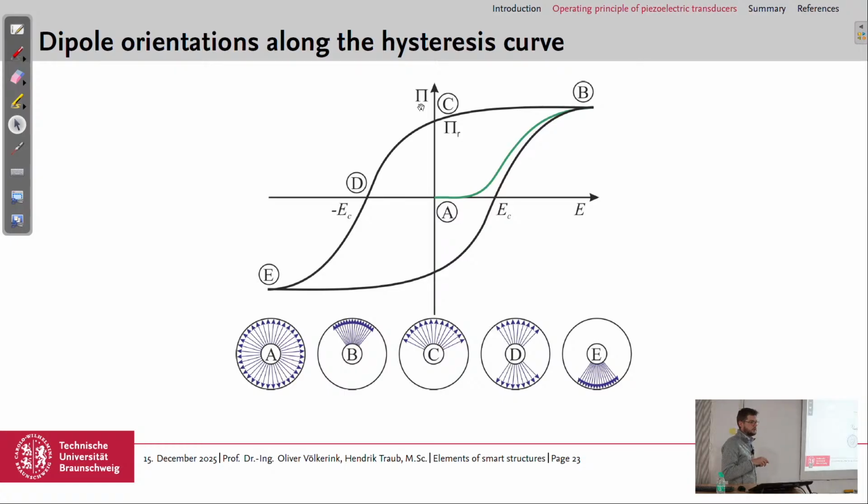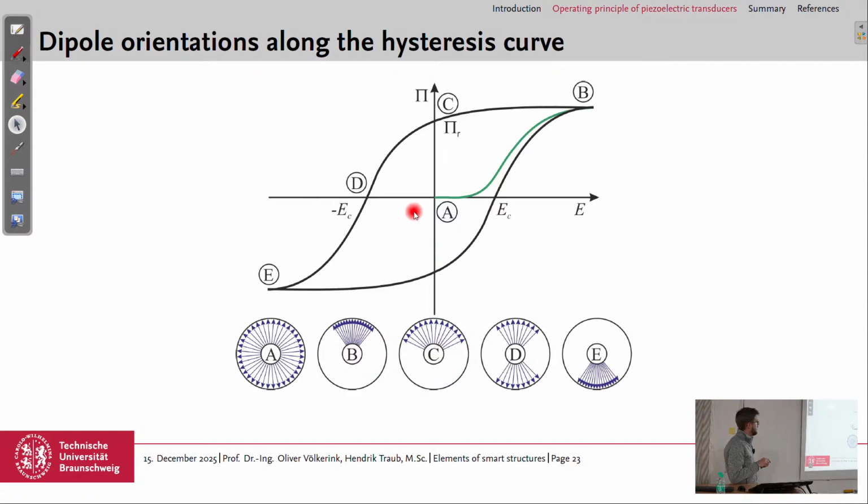If we then reverse the field like you proposed, then the polarization gets lesser and lesser, and if we meet this x-axis, then we have here the coercive field strength. This is the field strength where the polarization is lost. There we have the point D where we have the same amount of dipoles oriented in the one and in the other direction, and then they cancel each other out and we can't use the effect anymore.